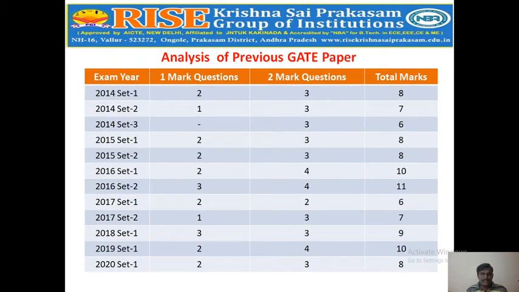From 2014 up to 2020, the paper was given set-wise, based on how many candidates applied to GATE, that is set 1, set 2, set 3. We can observe that from 2014 onwards, the weightage of marks averages 8 to 10 marks.